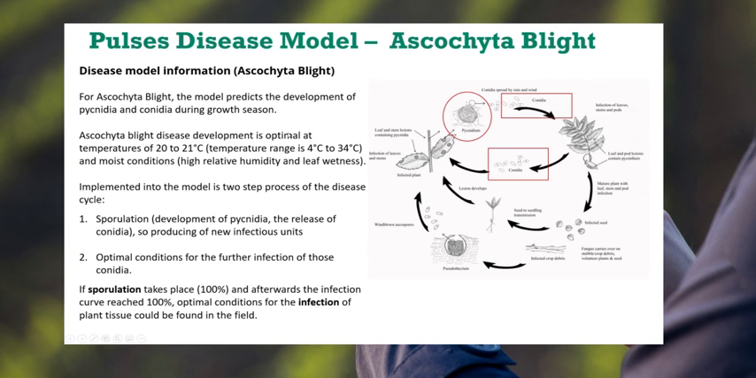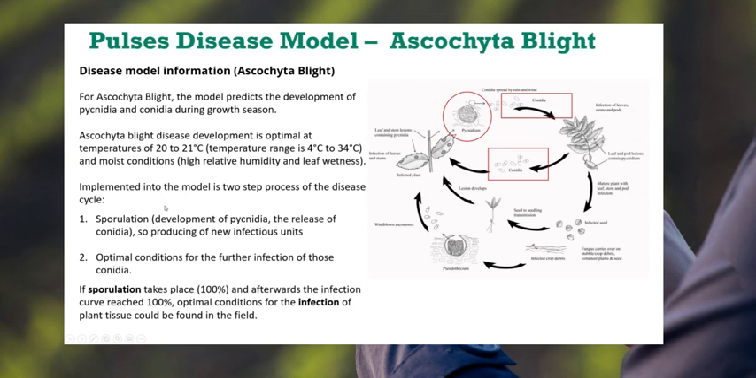In particular, the pulse disease model for Ascochyta works in this way. It predicts the development of pycnidia and conidia during the growth season, so the initial infection and then the secondary infections that occur throughout the year. So the Ascochyta model looks at optimal temperatures for the development of the disease between 20 and 21, but there is a range between 4 and 34 degrees Celsius. But the key is the moist conditions, and that's driven off of things like high humidity and leaf wetness periods.